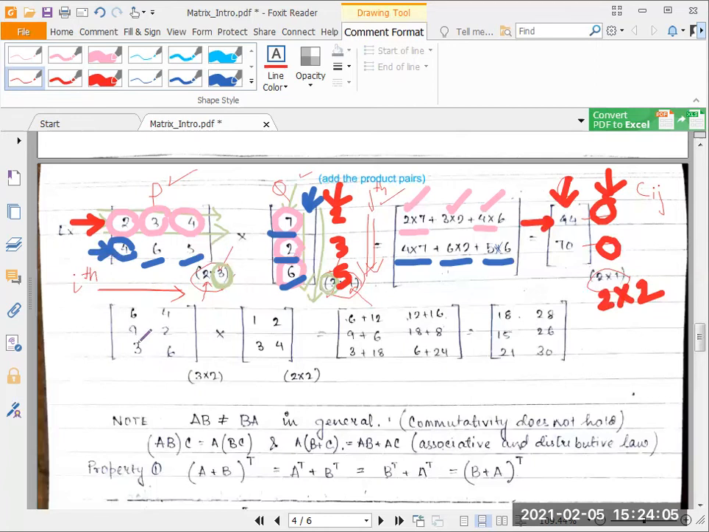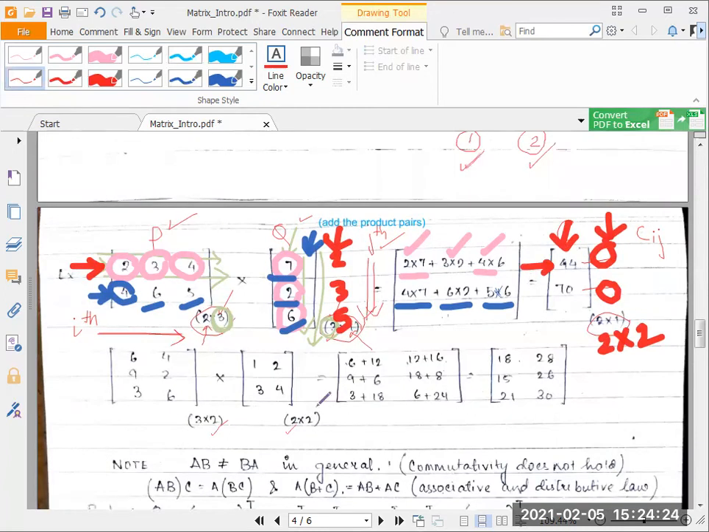Similarly, I have a second example here. Let's suppose I have a matrix 6, 4, 9, 2, 3, 6, and another matrix 1, 2, 3, 4. Now let's check the first condition: the number of columns of the first matrix must match the number of rows of the second matrix. So that matches. If that is the case, then what is the dimension of the resultant matrix? That will be the number of rows of the first matrix and the number of columns of the second matrix.